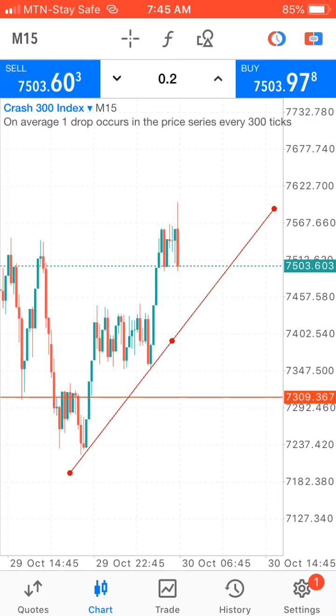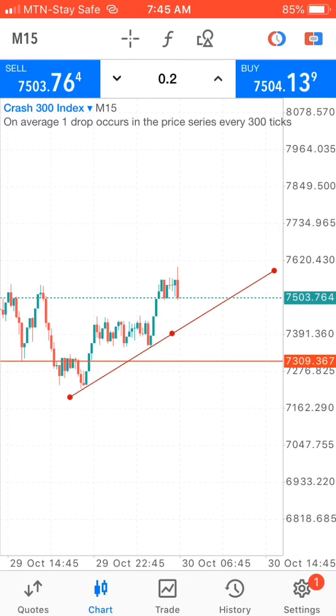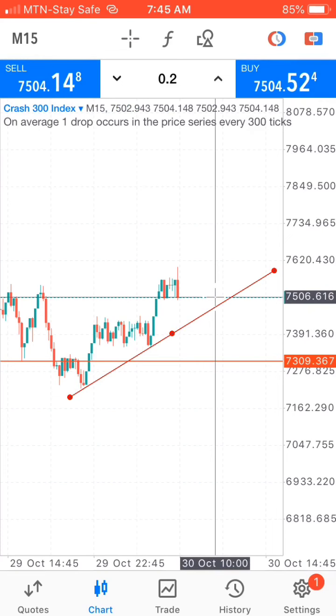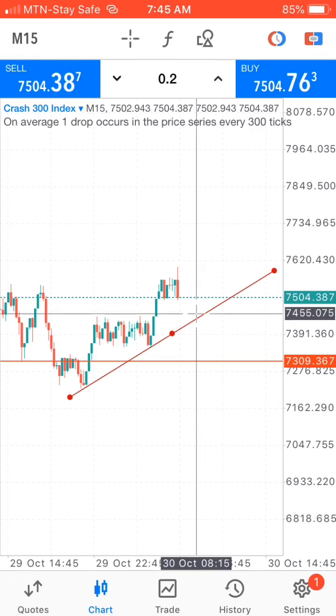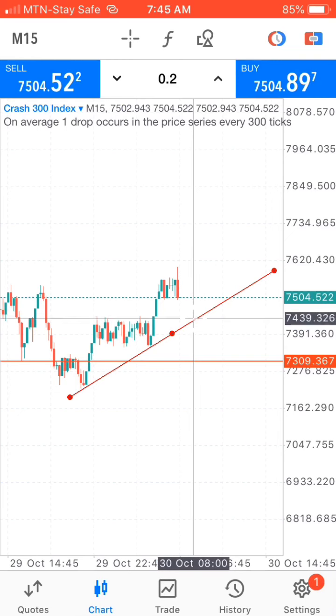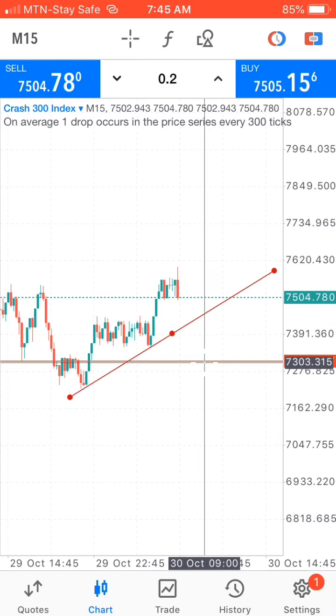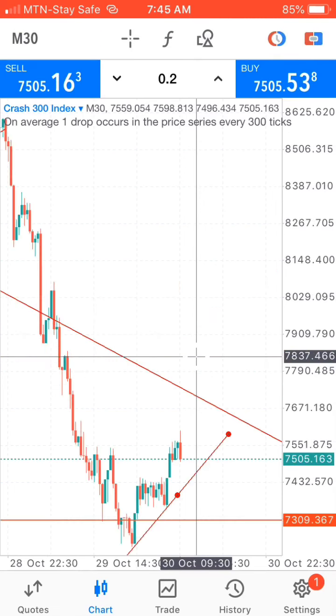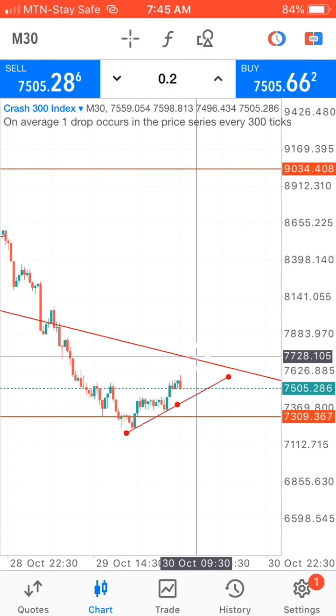Okay, so now I'm still hoping this thing is going to spike because from this position here, I think it wants to get down to this position, or if only it's not even coming here. Now let's take the 30 minutes time frame. Okay, now you see this.